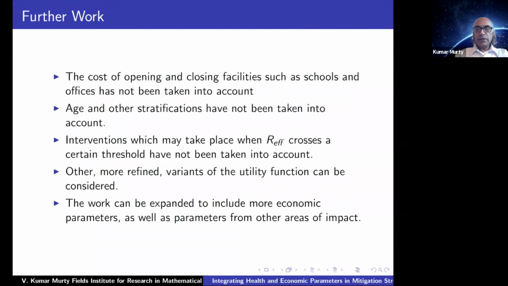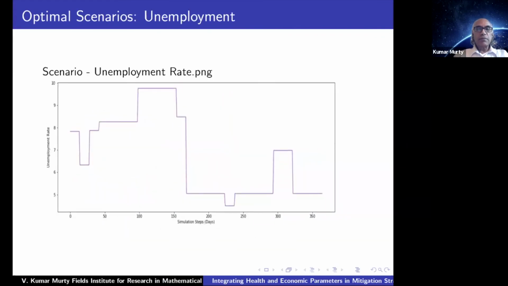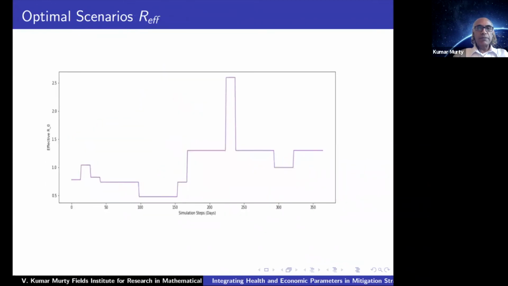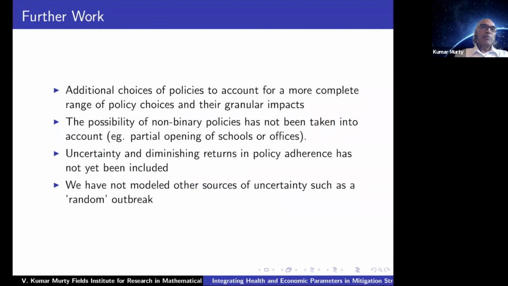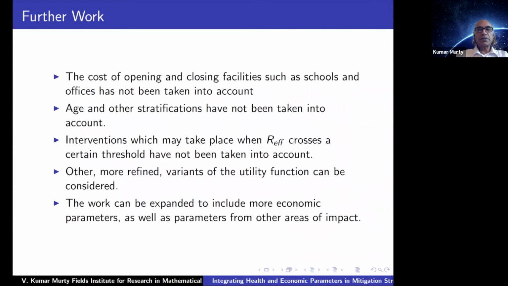When we talked about these optimal strategies of when you get optimal unemployment and R effective, that comes from a sequence of openings and closings. And for a math problem, of course, it's just a 1 or 0, you turn it on or off. But in practice, all of that has cost. So every time you open something and close something, there's a cost. So the cost of opening and closing facilities, schools and offices hasn't been taken into account, and maybe we need input from the Ministry of Finance to give us some idea of what those costs are.